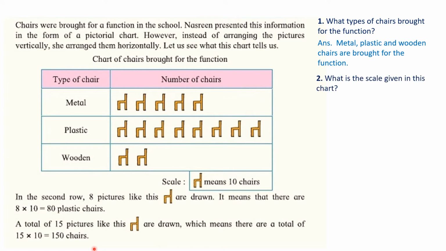Second question. What is the scale given in this chart? So here is the scale given in this chart. So we will write answer. In this chart, the scale is picture of one chair means 10 chairs. As it is given here, one picture means 10 chairs. So we will write your answer. Picture of one chair means 10 chairs.